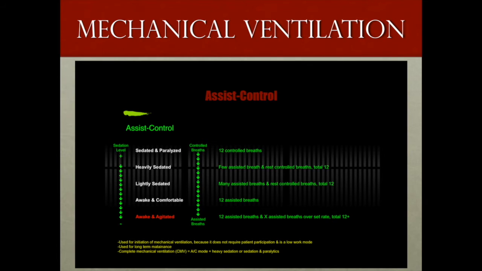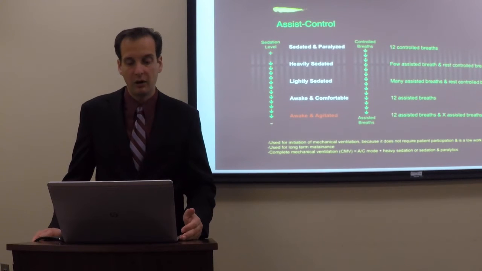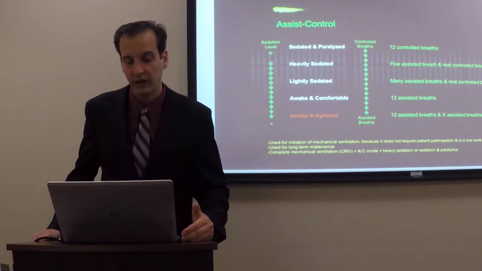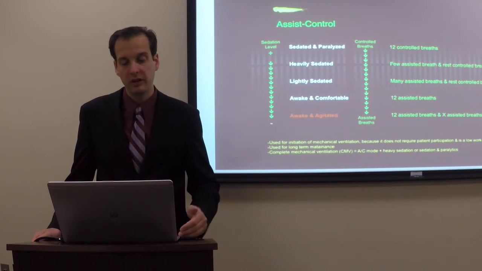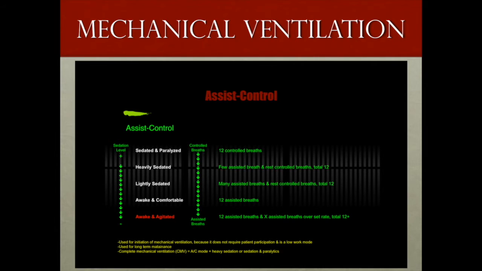So if I have a patient who is sedated and paralyzed, they're not going to be able to generate a negative inspiratory trigger, and they will receive 12 controlled breaths if I set my rate at 12. If I remove my paralytic, but they're still pretty heavily sedated, I'm probably going to have mainly controlled breaths, and I may have the occasional assisted breath. As the sedation is lightened, you will find that the proportion of assisted breaths will increase until you reach the point where you are comfortable on the vent and lightly sedated enough such that all of your breaths will be assisted.